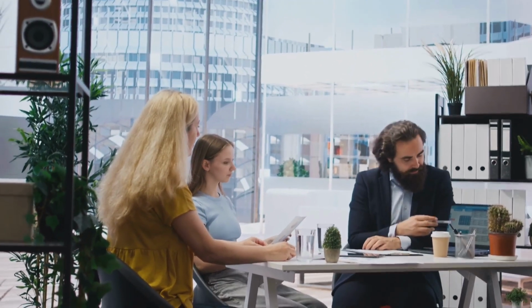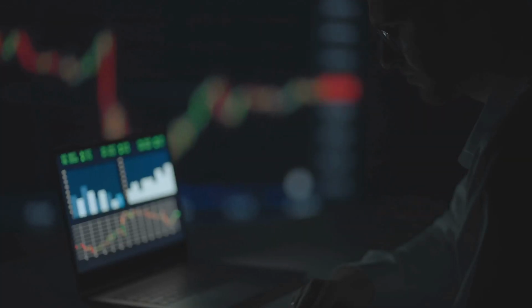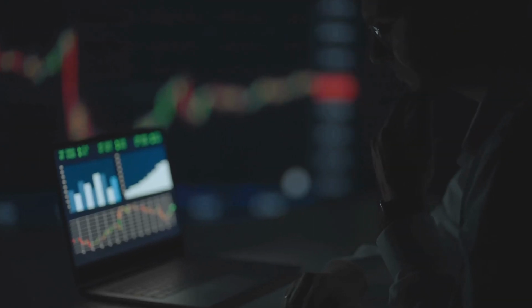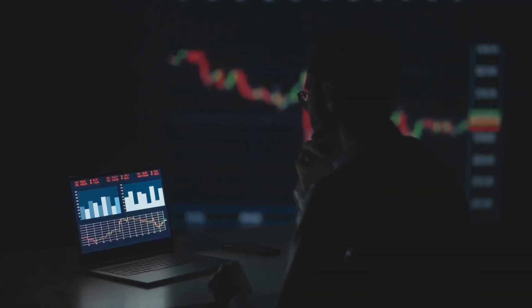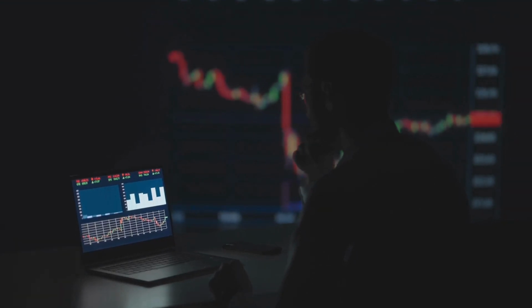Even seasoned investors can make mistakes when it comes to asset allocation. Here are some common pitfalls and how to avoid them. 1. Ignoring risk tolerance. Over-investing in high-risk assets can lead to panic during market downturns. 2. Over-concentration. Putting too much into one stock, sector, or market increases vulnerability to downturns.